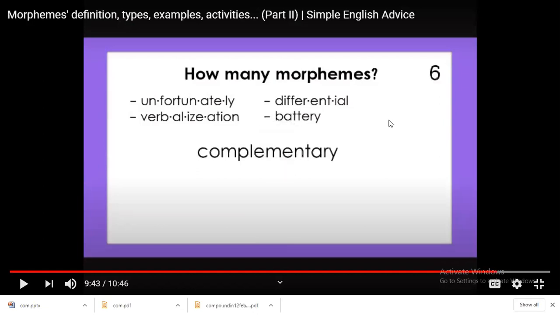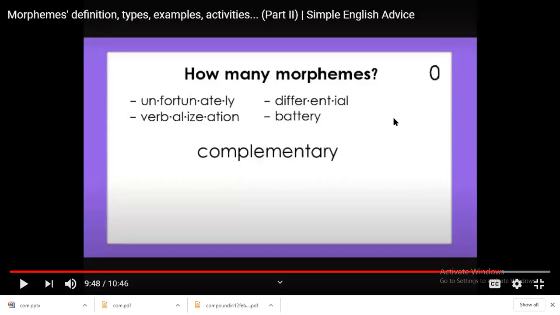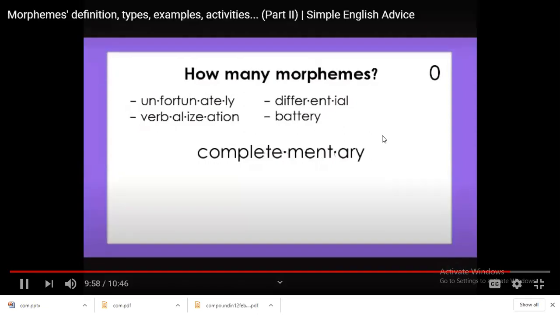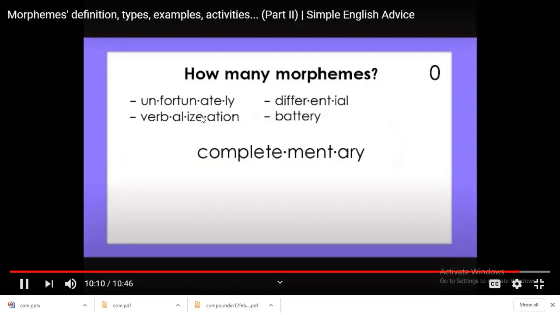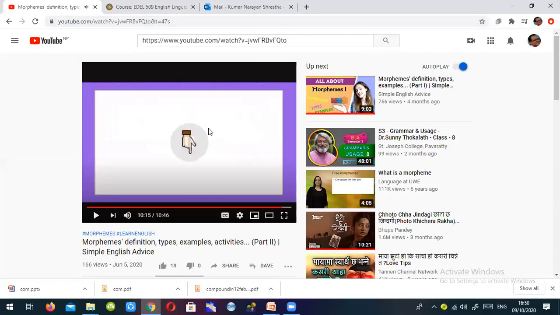Complementary. How many? Time's up. For this word, complementary, we have 3 morphemes: complete, remember the spelling changes, ment, and ary. Very good. Hope you enjoyed this activity. And as we want to provide you with complete content, check the information box of this video below, and it contains a list.